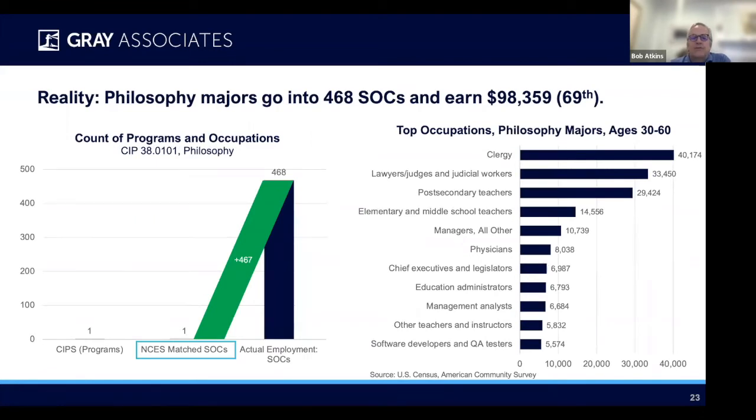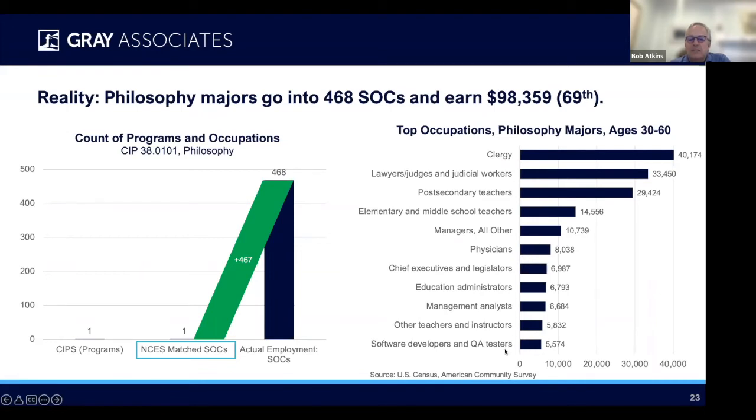Philosophers, I won't go through this in the same detail, same magnitude of error. They only match one thing in NCES to philosophy, and that's a little bit off. There are 468 fields philosophy majors go into versus clergy. But then we get lawyers, again, teachers, interestingly, physicians, managers.